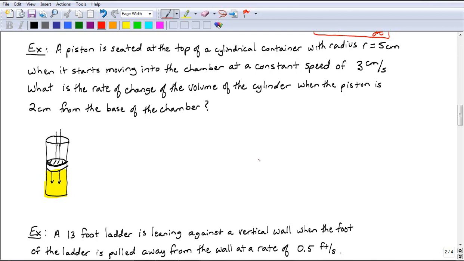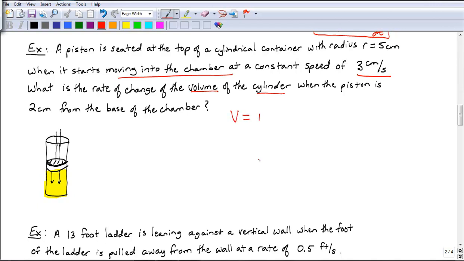So if you read this problem, you'll notice the rate has to do with the piston moving into the chamber at a speed of 3 centimeters per second. And so what I need to know is an equation that relates the volume of the cylinder to the radius of the cylinder and the height, because that's where it's moving into the chamber. Now for a lot of equations like this, I may give you the equation on the test, because most people don't know the volume formula for a cylinder.